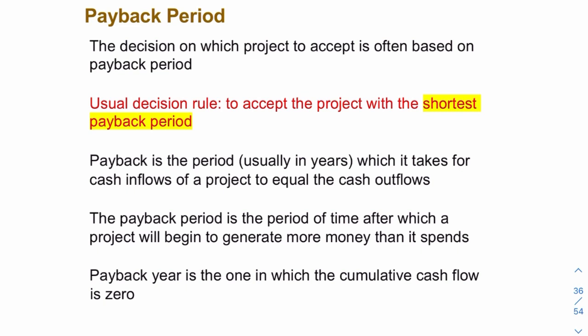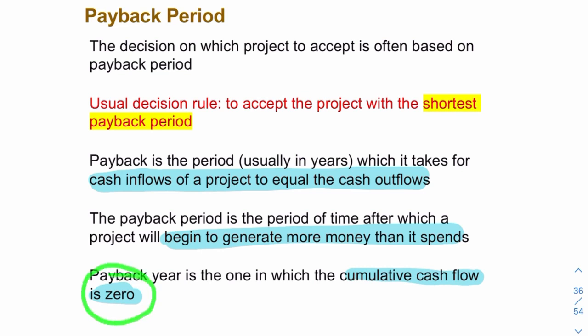So payback, typically in years, is the time it takes for cash inflows to equal cash outflows, i.e., how long will it take for a project to begin generating more money than it spends? All right, so cumulative cash flow would be 0 during payback year. So you start a project, you invest a large sum of money in it, you want to know how long will it take for this business or for this project to no longer cost me money, i.e., I want to be able to reclaim my money back. I want the cumulative cash flow to be 0. I want to be generating more money than I have spent.